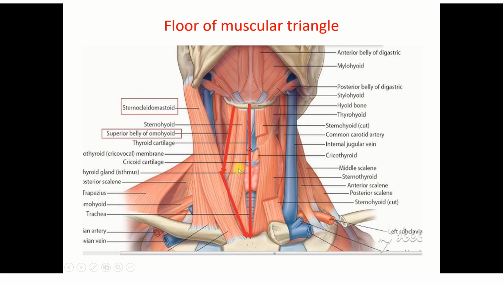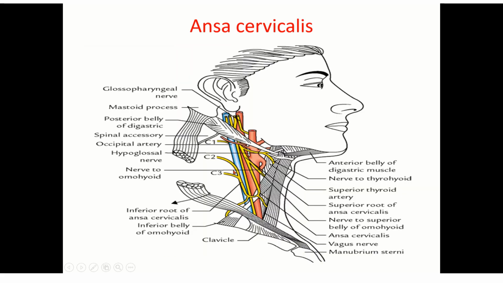You can see here, this is the sternohyoid. We can cut and reflect the sternohyoid. Then deep to that, we can see the sternothyroid. Now this is the ansa cervicalis, which is present in the anterior aspect of the carotid sheath, or in front of the carotid sheath.